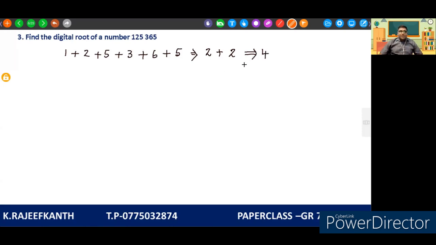Then the digital root of this number 125,365 is 4, right? So here we have to add all these 6 digits. By adding these digits, we have to get a single digit, right? So that is 4. Then this 4 is the digital root of that number. Then question number 4.